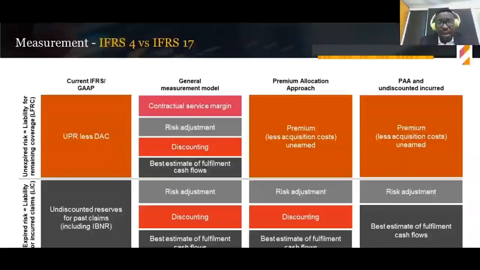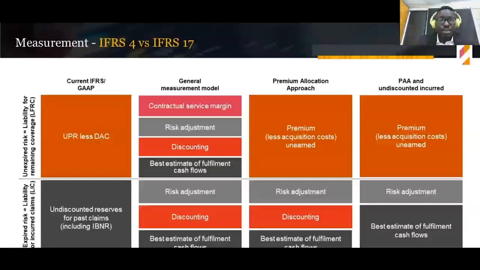Secondly, I will look at measurement also under IFRS 4 versus IFRS 17. So Ulama has spoken to the building block approach, which we also call the general measurement model. Currently under IFRS 4, which currently uses local GAAP, on the 1 year contract, for instance, we have the local less year for acquisition cost.